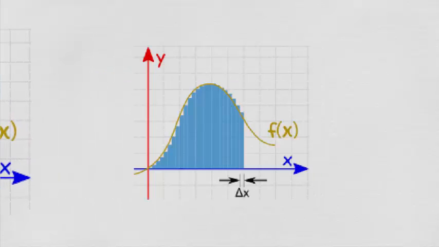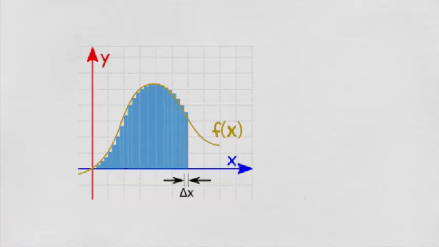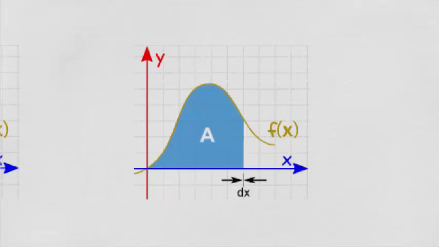We can make delta x a lot smaller and add up many small slices. The answer is getting better. And as the slices approach 0 in width, the answer approaches the true answer. We write dx to mean the delta x slices are approaching 0 in width.